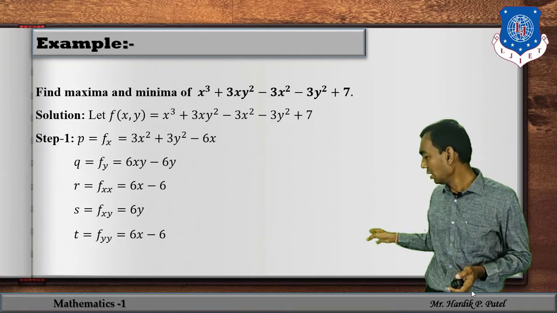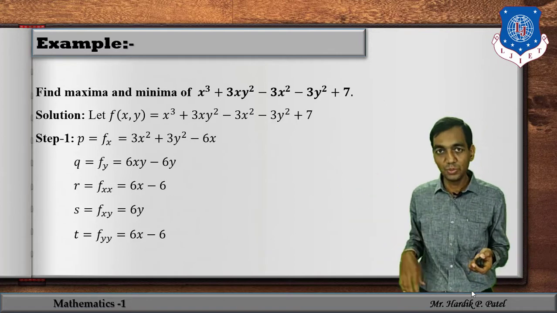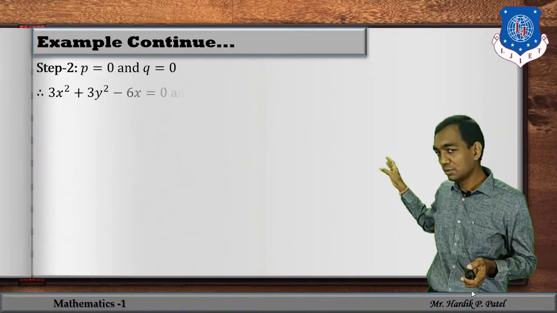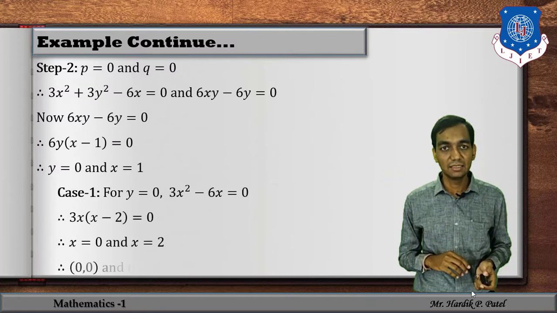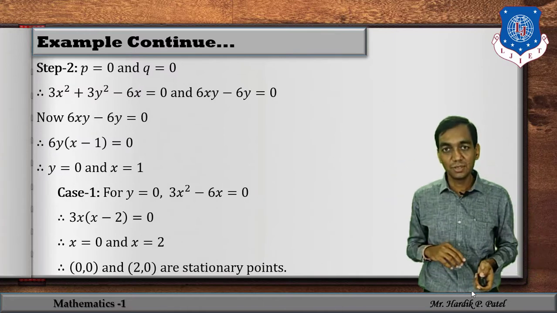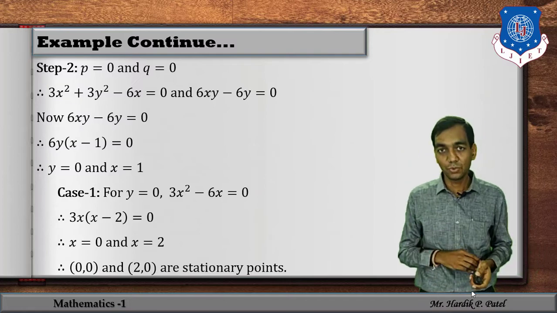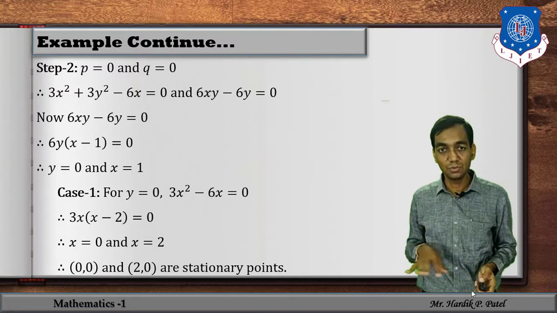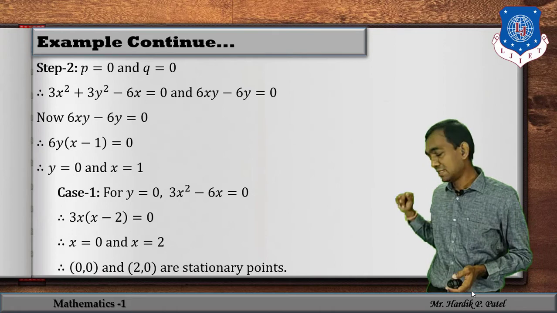Now once you have all the first and second order derivatives, then for stationary points you have to put p equal to 0 and q equal to 0. So p equal to 0 will give you 3x square plus 3y square minus 6x equal to 0, and q equal to 0 gives 6xy minus 6y equal to 0. Now we are starting with q equal to 0. From that we take 6y common. That will give 6y into (x minus 1) equal to 0. So that will give you y equal to 0 or x equal to 1.